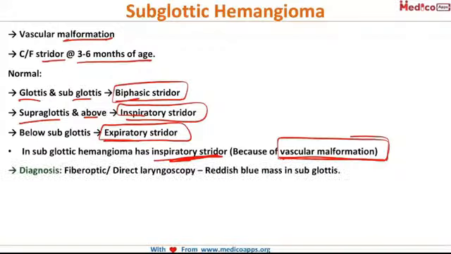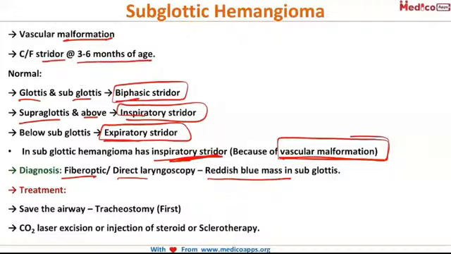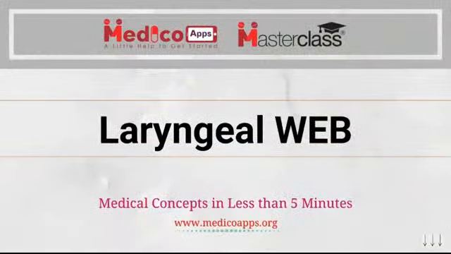So the diagnosis will be via fiberoptic laryngoscopy or direct laryngoscopy, and on examination you can find a reddish blue mass in the subglottis. Once the diagnosis is confirmed, the most important treatment is the tracheostomy to save the airway, and carbon dioxide laser excision or injection of steroid or sclerotherapy for the vascular malformation.